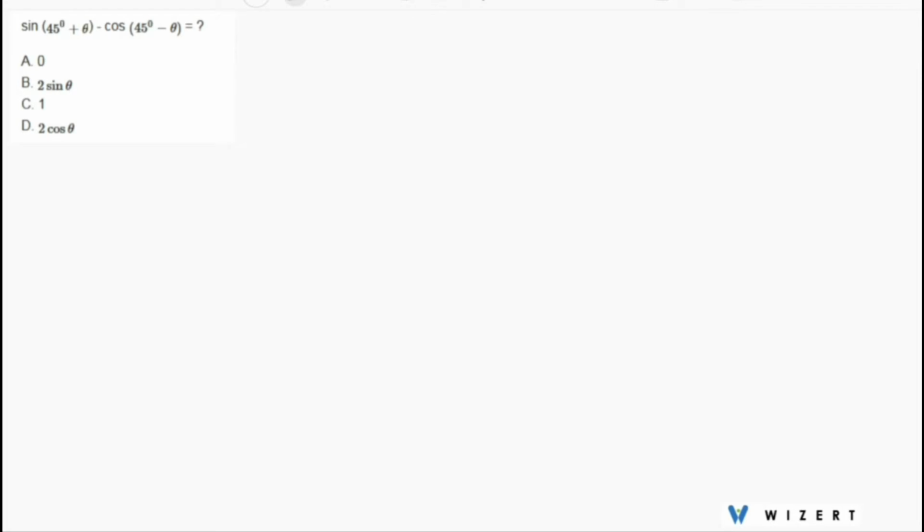We have this question here. Sin(45 + theta) minus cos(45 - theta) is what?